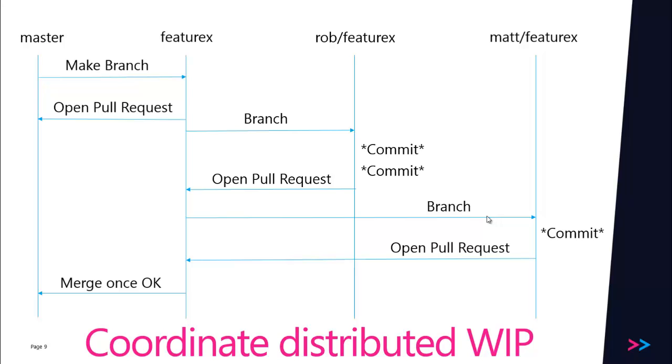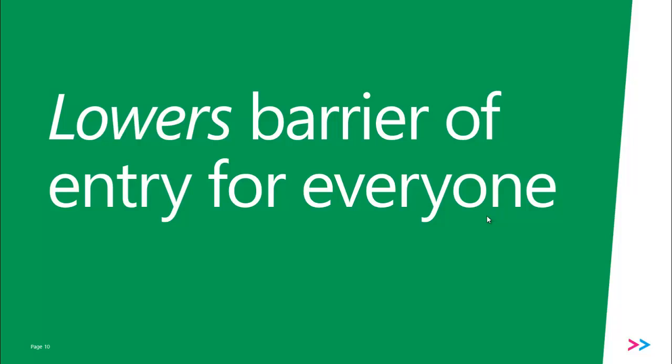So in summary, what pull requests do is they lower the barrier of entry for everyone when it comes to open source software. And it's just really good. I think it's really improved and helped open source software as a whole.